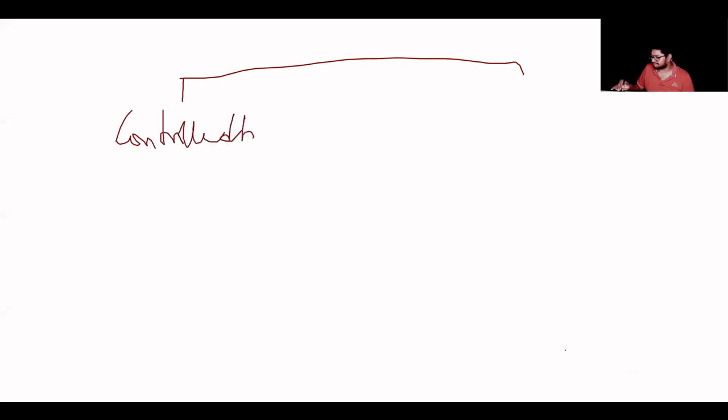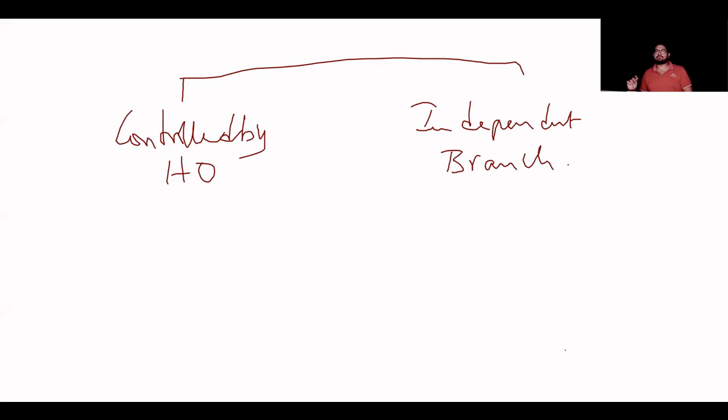Now, branches predominantly are categorized into two. One, which is controlled by head office. Second, which is an independent branch. First, let me talk about an independent branch, what an independent branch is. Then we will come to controlled by head office.